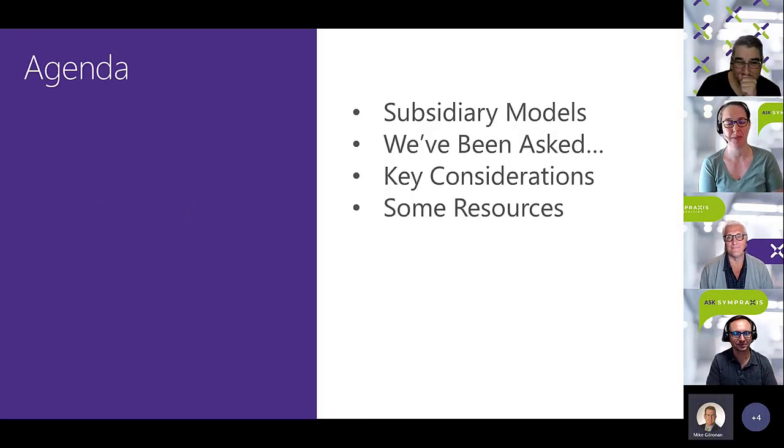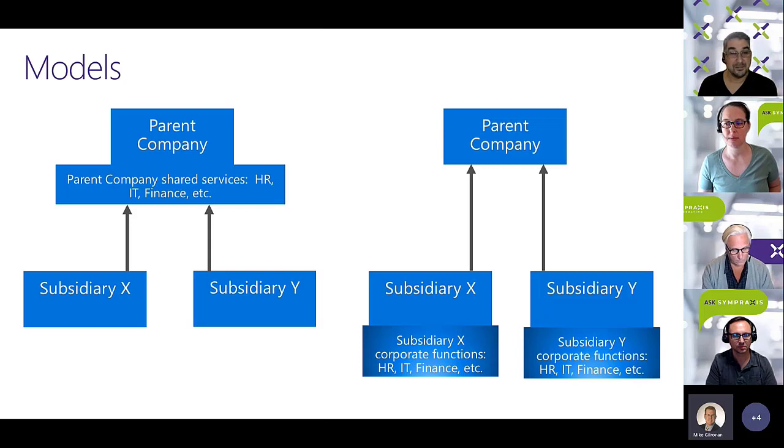So here's how we're going to frame it with a couple of different models for parent and subsidiary structures. These are things we've been asked by other clients as we've been through this before: some key considerations, things you need to think about, and some incremental resources. I'll talk about the models because I'm the one who put the slide together like 15 minutes ago. I think we talked about two different ones, right?